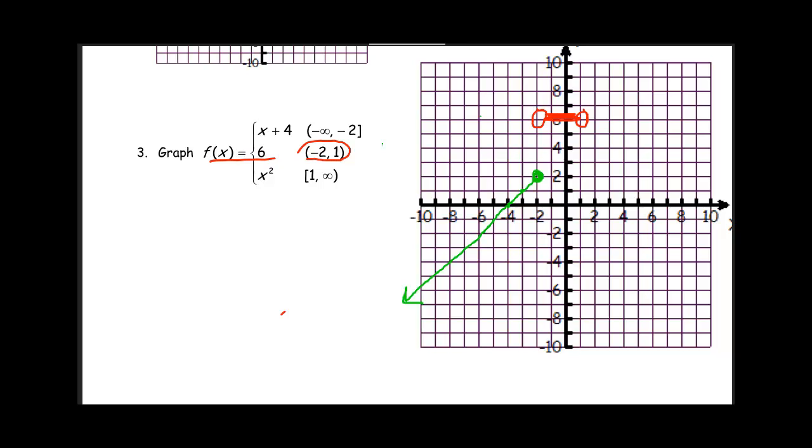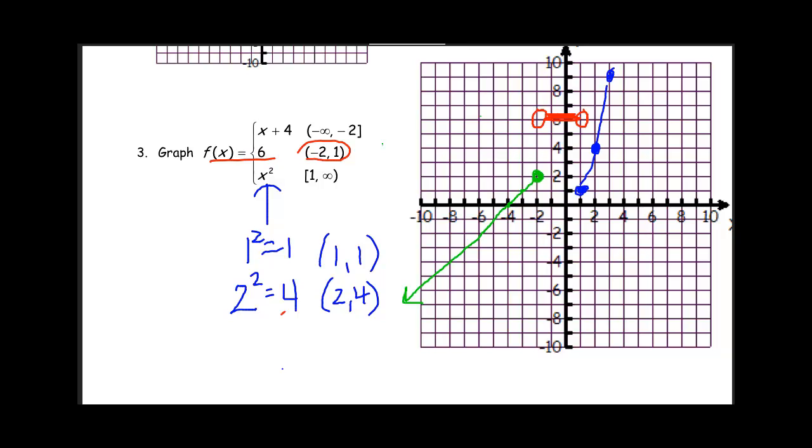And then our last piece, we have this quadratic, and it has an endpoint at 1. So when I square 1, I get 1. So we have a point at 1, 1. And if you're not sure how to graph x squared, just make a table, right? So if I plug in 2 and I square it, I get 4. So there's a point at 2, 4. And if I plugged in 3, I'd get 9, and so on. Alright, so there's our 3-piece piecewise function.